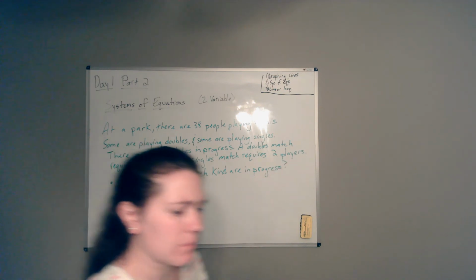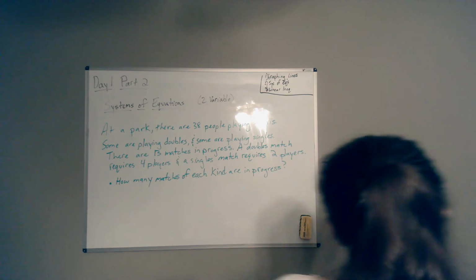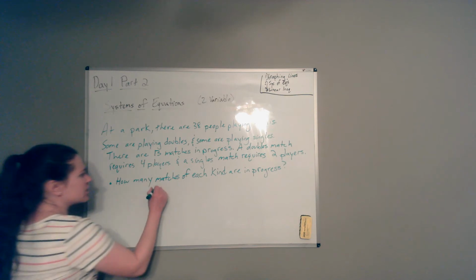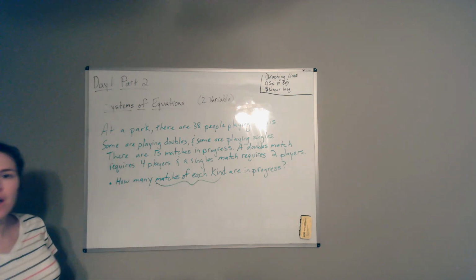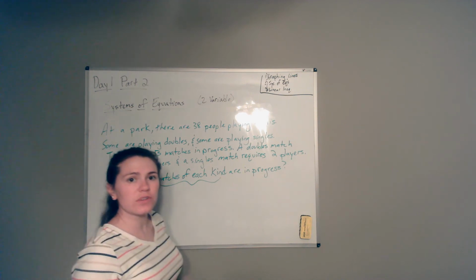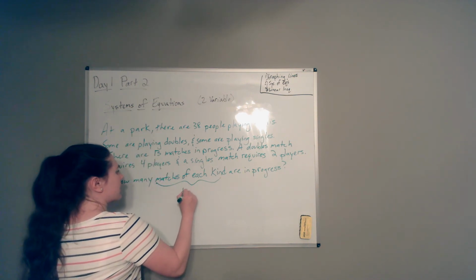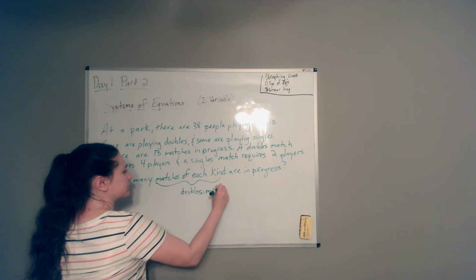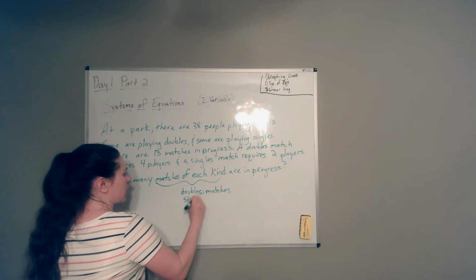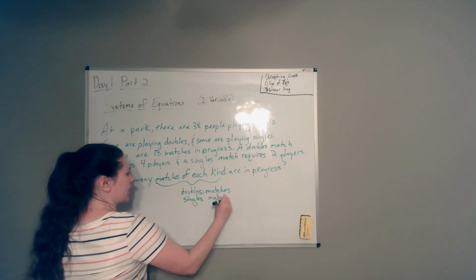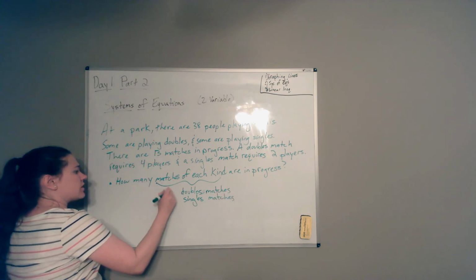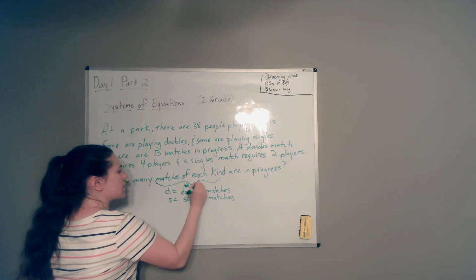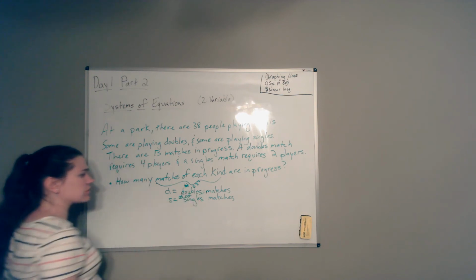Okay, so this problem, what we want to know is how many matches of each kind are in progress. So how many different kinds of matches are there? There are 2 different kinds of matches. There are doubles matches and there are singles matches. So why don't we call this D and we'll call this S. D is going to be the number of doubles matches being played, and S will represent the number of singles matches being played.